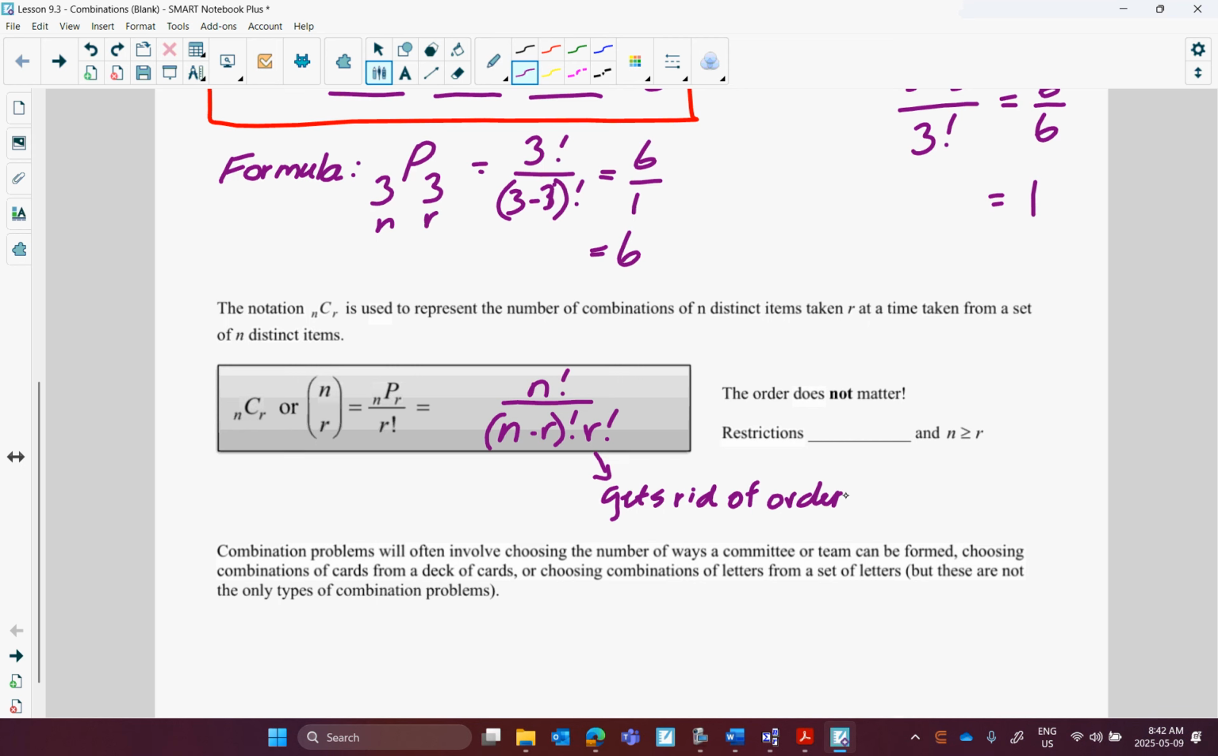Again, we have restrictions on it. n has to be greater than or equal to 0, and n has to be greater than or equal to r, because we can't do negatives, and r can't be greater than n, because that doesn't make any sense. These are some of the types of problems where we use combinations. We're just going to go through several examples right now.